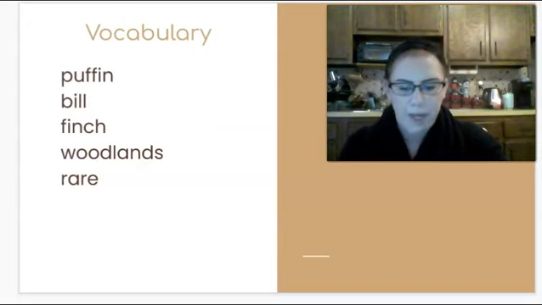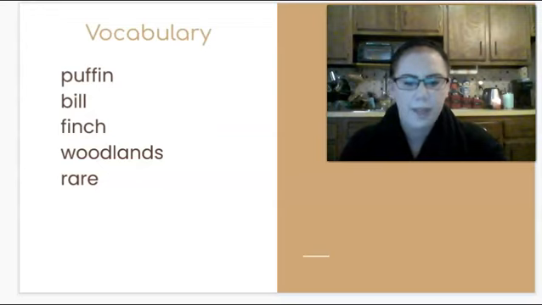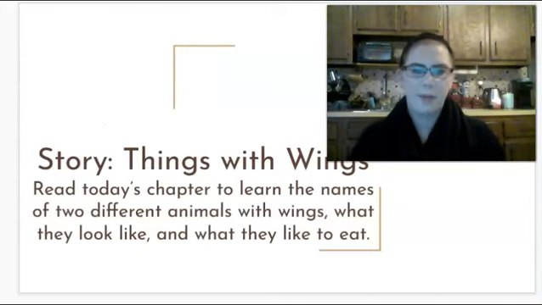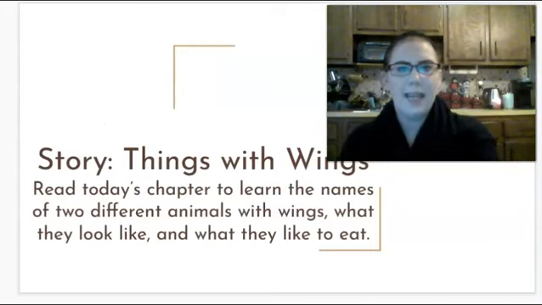Today we're reading the story Things with Wings. And we're going to read to find out the names of two different animals with wings, what they look like, and what they like to eat. When we're finished reading today's story, you'll answer some questions about the chapter. Let's get into the story.